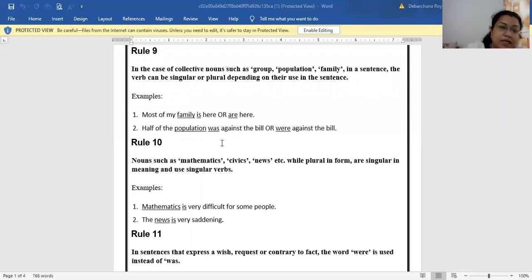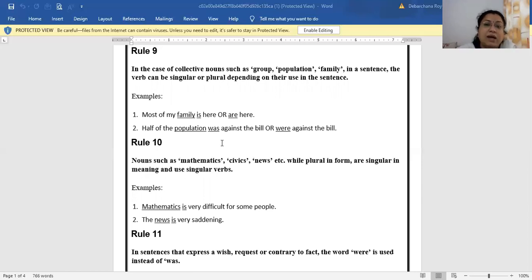Most of my family is here, or you can use are here. Family involves many people, and family can also be one, right? Means one, united, group, bunch, bouquet, okay? Half of the population was against the bill. Were against the bill. Did you understand?